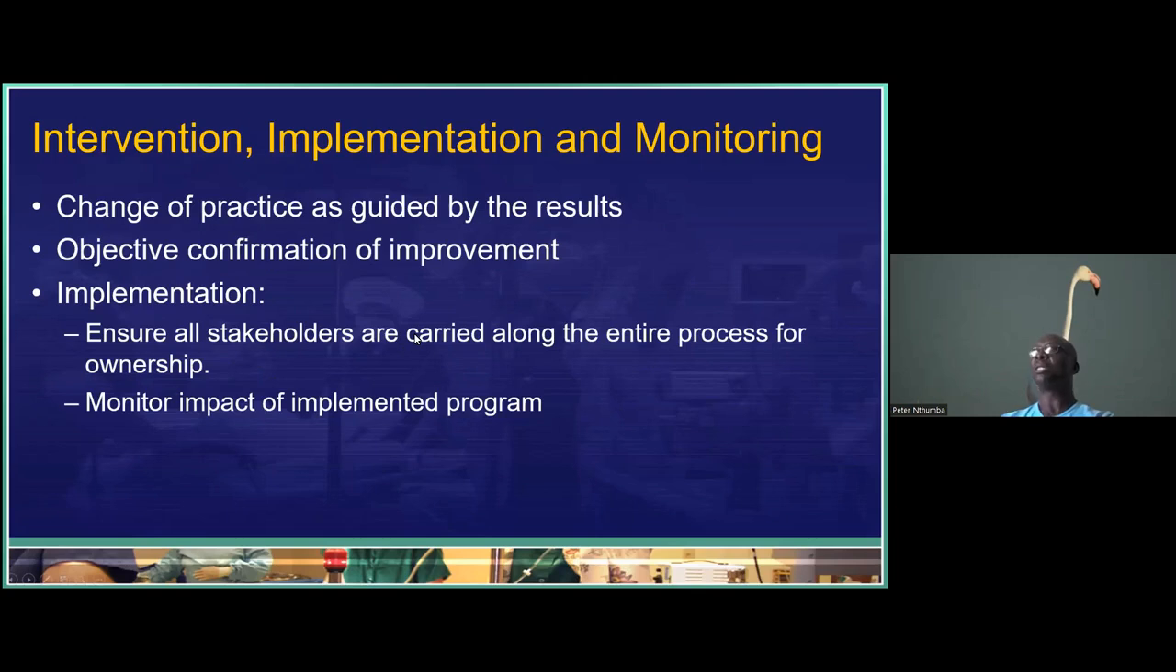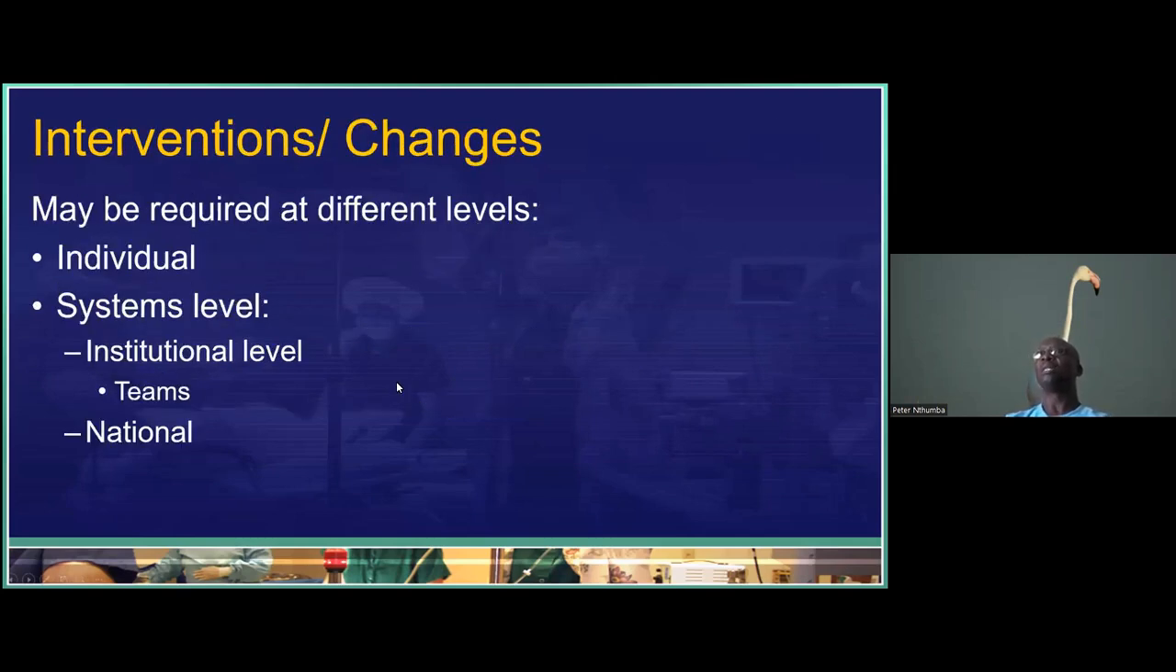As mentioned, change of practice as guided by results. Objective confirmation of improvement is important. Again, using tools, implementation, ensure all stakeholders are carried along the entire process. That means the multidisciplinary team should look at the process of implementation, and then in a standardized process, monitor the impact of that implemented program. And if it is across one surgical discipline, there is success, then that can be carried across the entire institution.